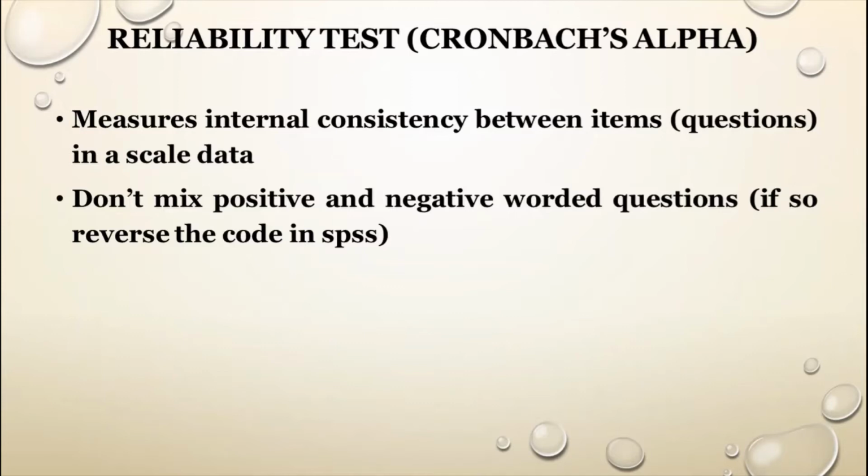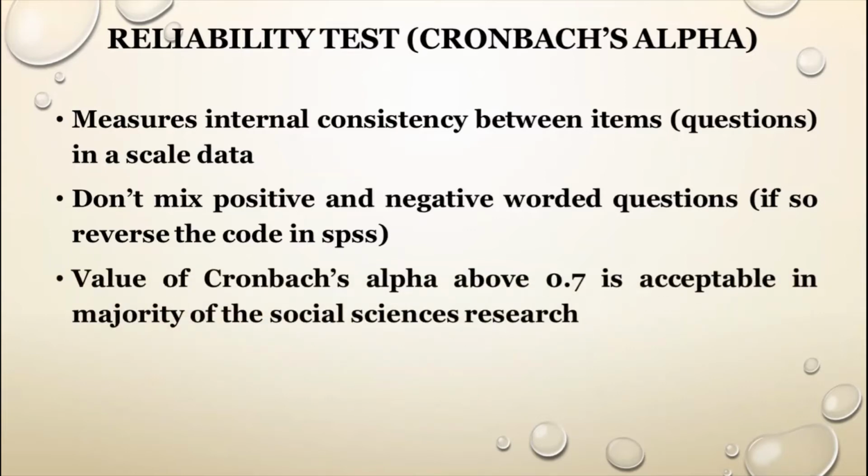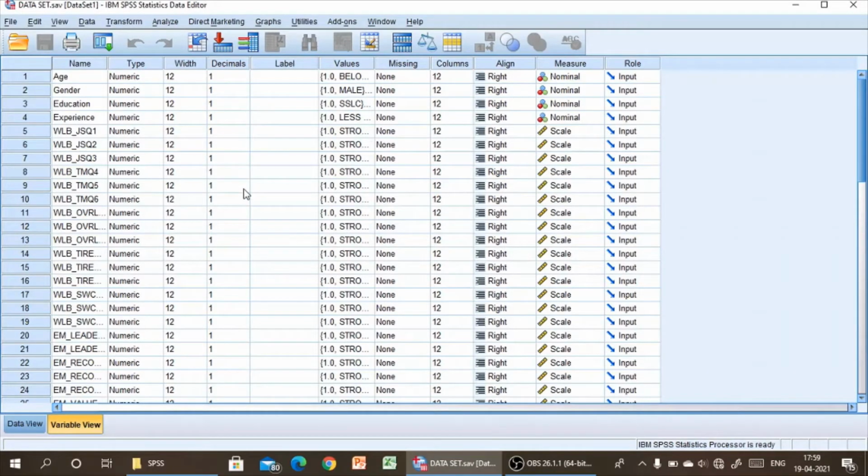This reliability test is used for scale data. And the value of Cronbach's alpha should be more than 0.7. When it is more than 0.7, it is accepted by the majority of social science researchers. So this is about reliability test, to check the internal consistency between the items, whether the respondents have responded properly for the factors and the questions that you have asked. And in SPSS, we use Cronbach's alpha as a tool to check this. This is the data set which we have considered for the reliability test.